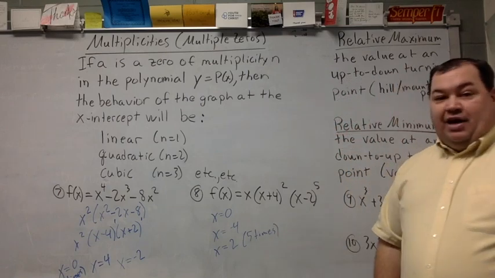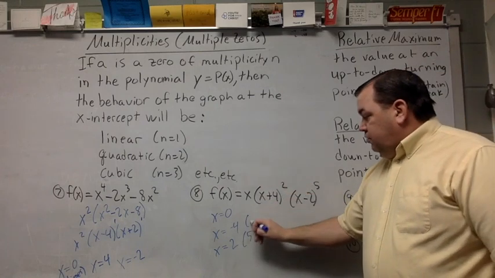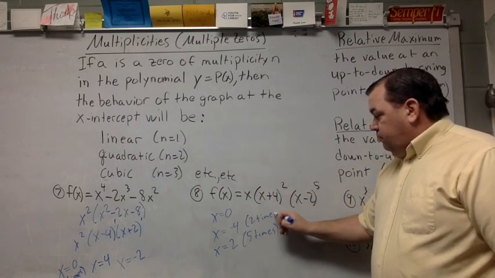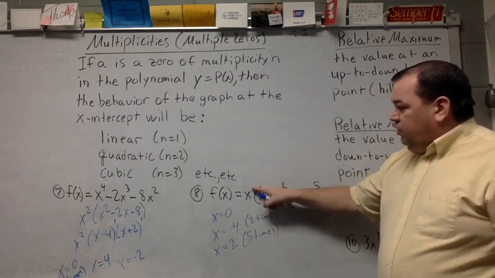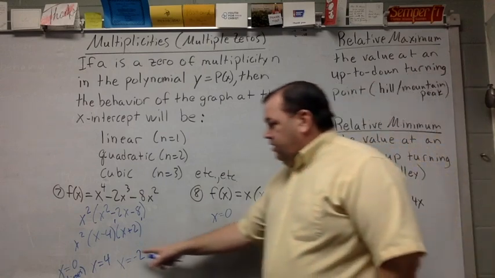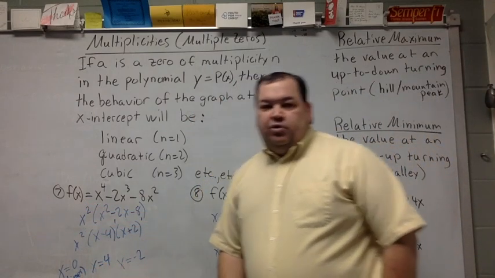2 shows up 5 times. Here, negative 4 is going to show up 2 times. And x equals 0 is just a single root because there is no power. It's a little different than this one because the first one, 0, had a squared. That's why it showed up twice.